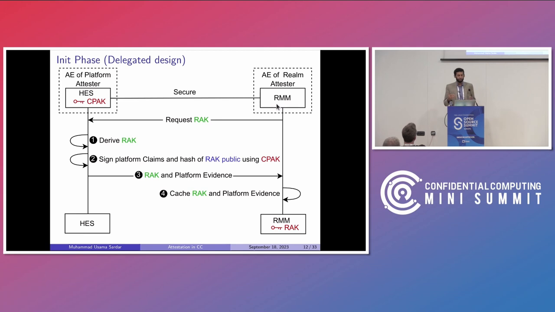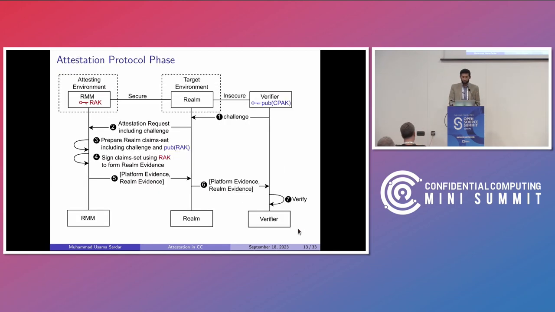So the process is like this, very high level: it requests a key pair. This is the RAK, the key pair for this RMM to do these signatures. And the HES has pre-provisioned a key, which is CPAK. The HES will derive a key pair for the RMM. It will sign and include the hash of the public key corresponding to this using its signing key, CPAK. And then it will send over the key pair that it generated, along with the platform evidence that it formed at this stage, for the RMM to cache and reuse in the attestation protocol. So this is one of the delegated designs. Now the RMM is provisioned with the key. In the attestation protocol phase, the RMM can now use this key. Again, the secure and insecure channels are clearly labeled for verification, which are the clear assumptions for the whole thing.